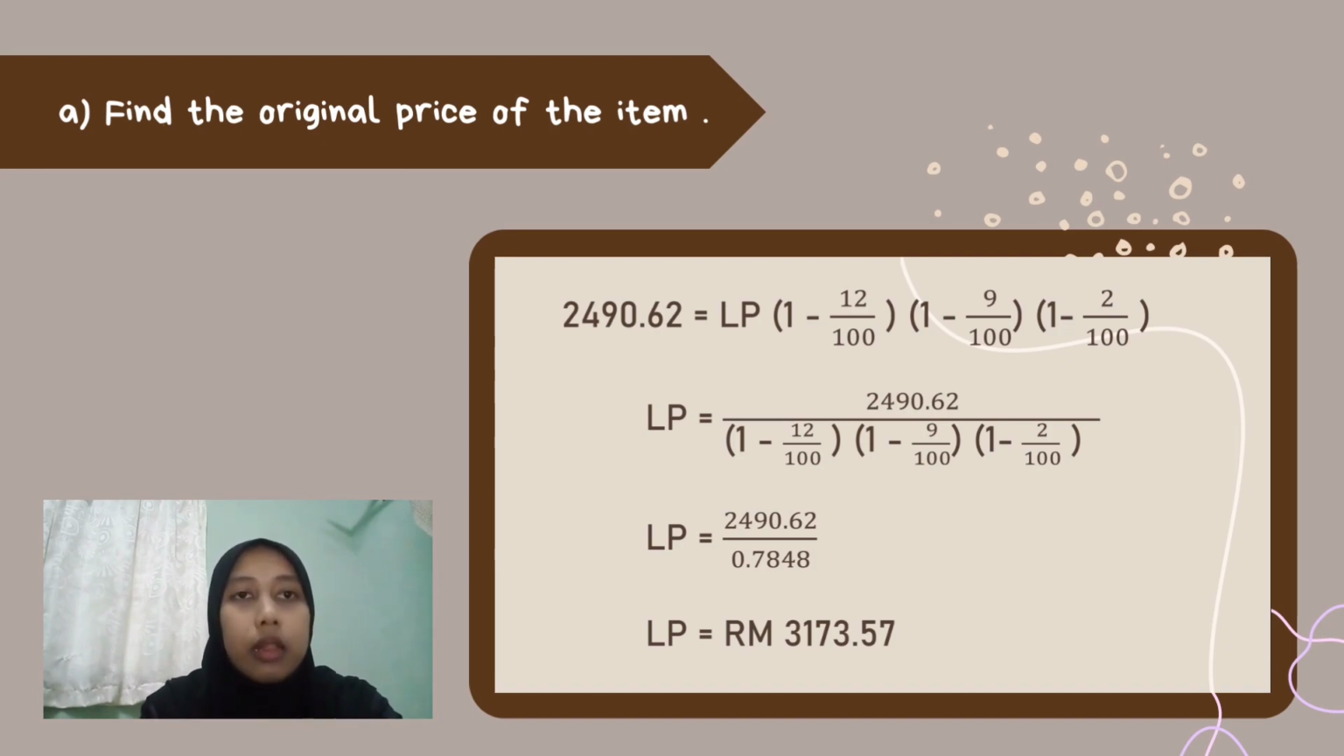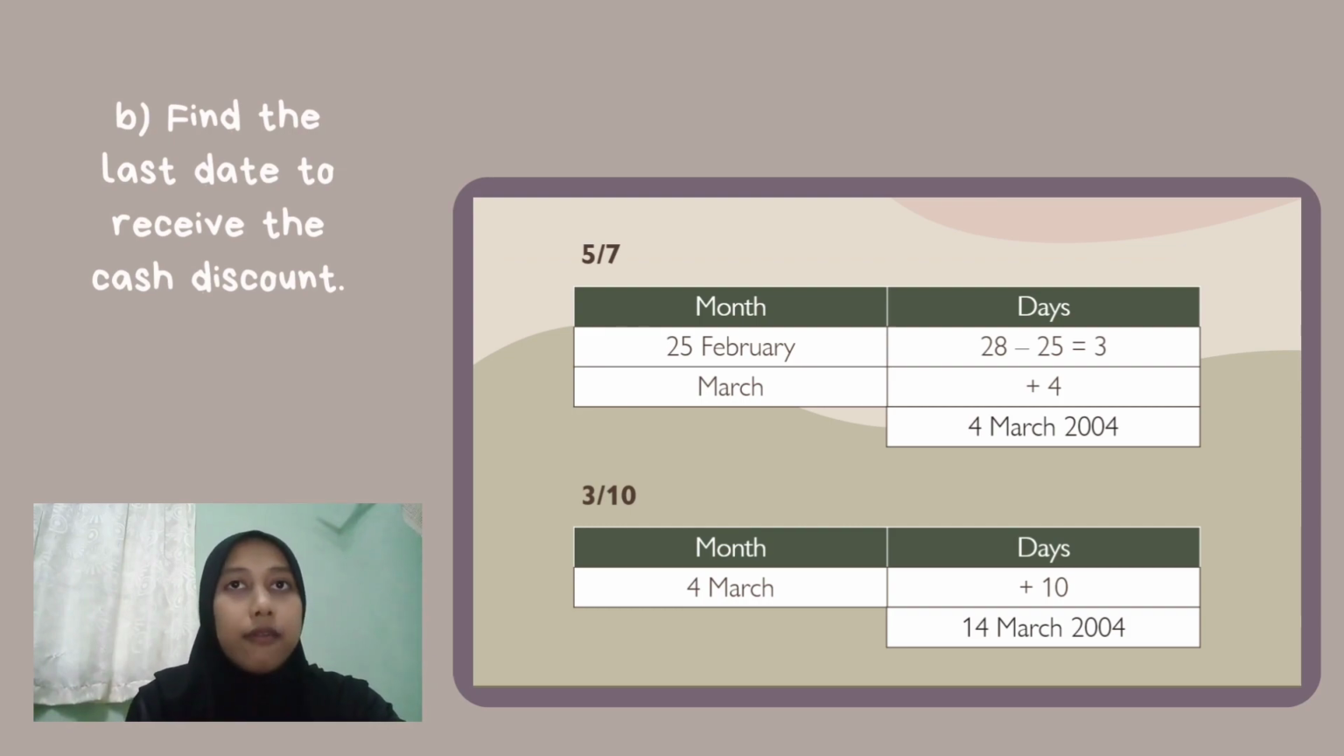So we will get LP equal to 2,490 ringgit and 62 cent divided by 1 minus 12 per 100 and 1 minus 9 per 100 and 1 minus 2 per 100. So the answer for this question, we will get LP equal to RM3,173 ringgit and 57 cent. For question B, we have to find the last date to receive the cash discount.